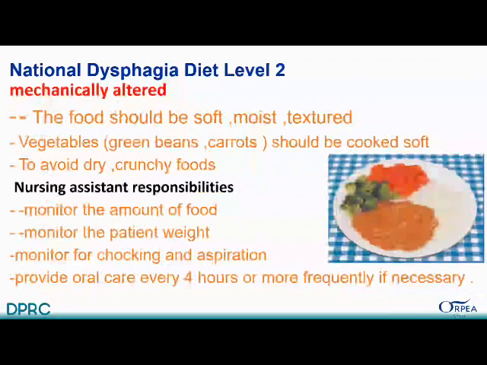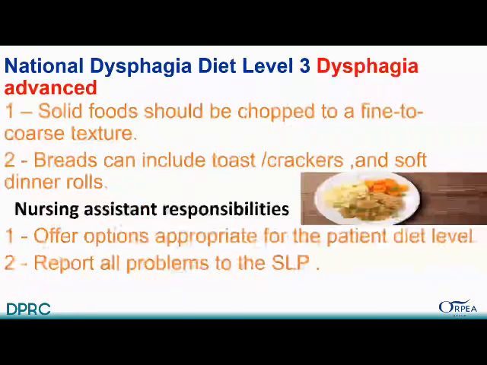Diet Level 2, mechanically altered. The food should be soft, moist, textured. Vegetables like green beans and carrots should be cooked soft to avoid dry, crunchy food. Responsibilities for the nurse: monitor the amount of food, monitor the patient's weight, monitor for choking and aspiration, provide oral care every 4 hours or more frequently if necessary.